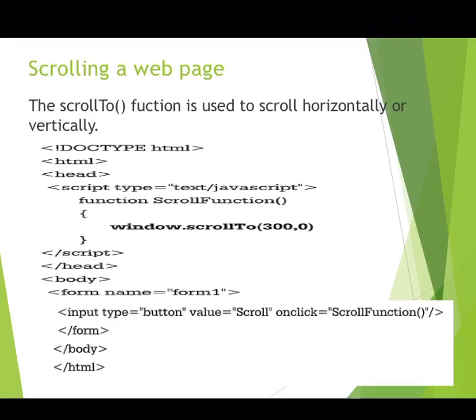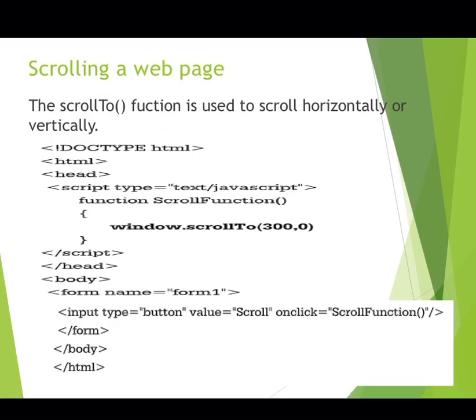So HTML tag, doctype HTML, then HTML tag, head tag, then your script tag. Then we'll write a function, the function name is scrollFunction. I told you that the scrollTo method is used. So window.scrollTo, in brackets you will specify the x and y values. Here we have specified 300, 0. So 300 is your x-axis value, meaning you will have a horizontal scroll bar with a width of 300. And 0 means there is no vertical scroll bar.